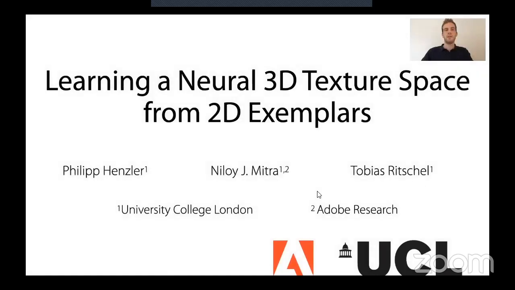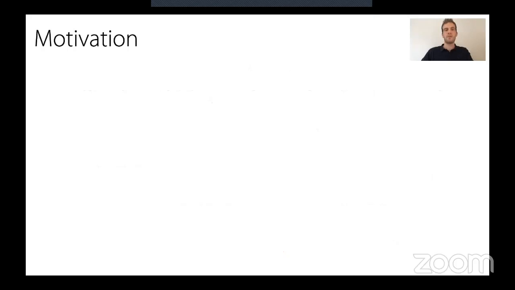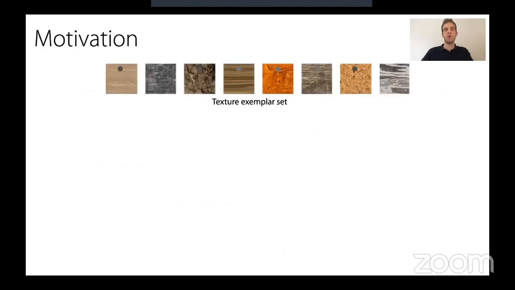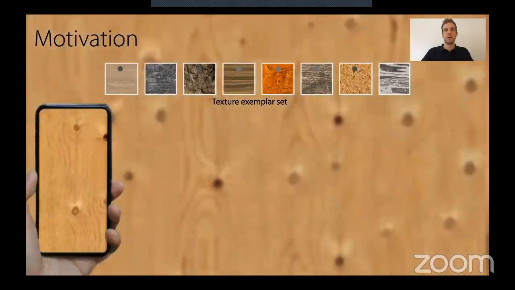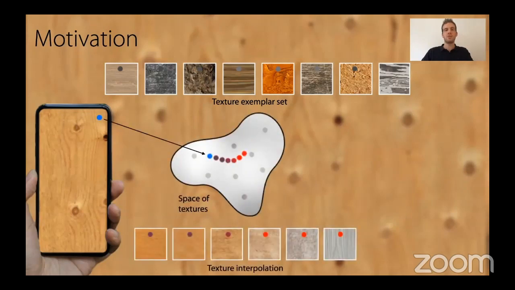Hi, I'm Philip, and I will introduce you to our work on 3D texture synthesis, namely learning a neural 3D texture space from 2D exemplars. For a given texture exemplar set, the goal of our work is to synthesize them. Such exemplars can be casually captured using a mobile phone. Prior works have been focusing on synthesizing single exemplars, but did not focus on creating a space of textures, whereas we do. Having a compact space of textures allows us to synthesize textures beyond the given dataset.